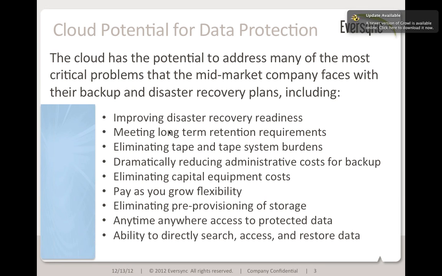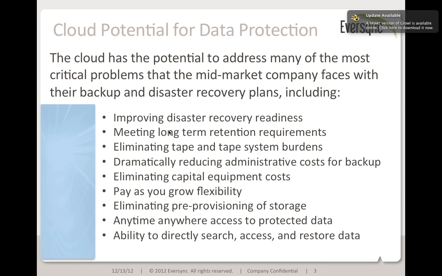But the cloud can also play a role in meeting long-term retention requirements, especially for companies that are basically trying to meet those requirements today by keeping backups for a longer period of time. And as a result, it can help eliminate tape and the burdens of managing tape. And of course, cloud has been advertised in general, and especially this will be true for data protection, in its ability to really shift your IT administrative costs from your site into the cloud vendor's site and make them responsible for more of those costs.